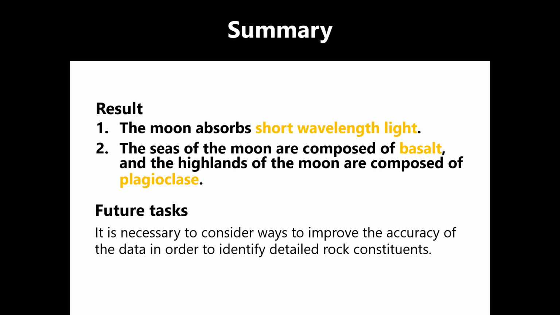We found two things with spectroscopic observation. The first is that the moon absorbs short wavelength light. The second is that the seas of the moon are composed of basalt and the highlands of the moon are composed of plagioclase. In the future, we think it is necessary to consider ways to improve the accuracy of the data in order to identify detailed rock constituents.